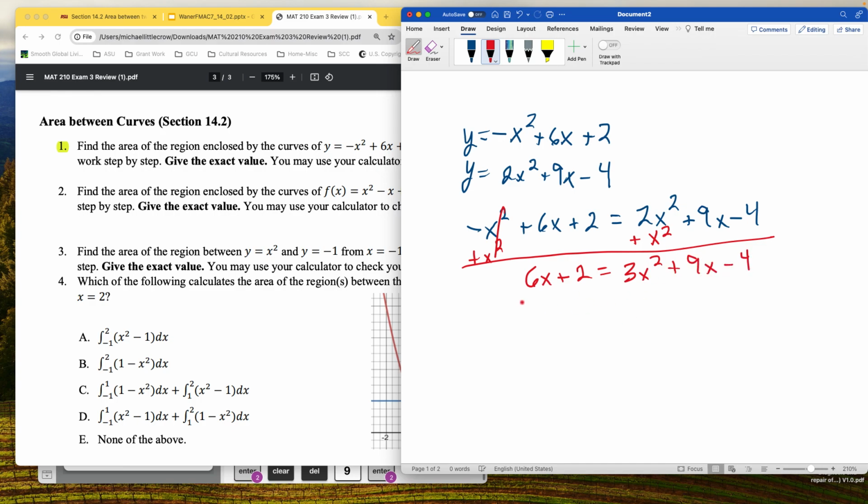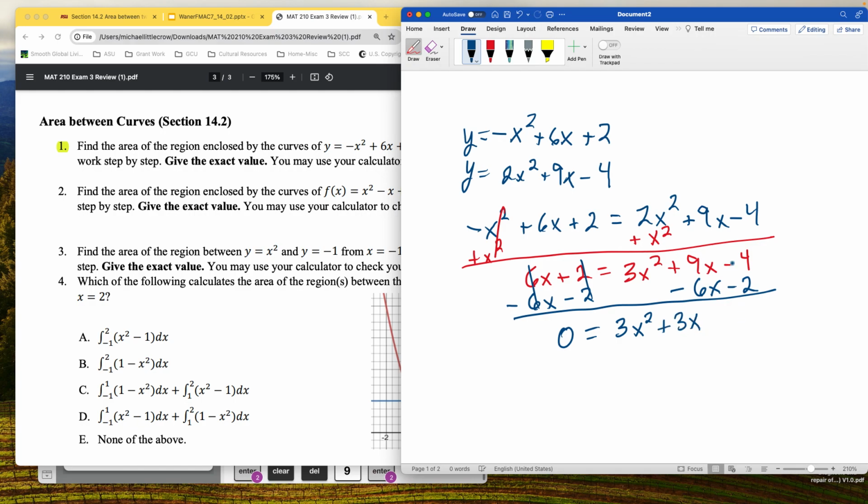Again, since we want to get it equal to 0, let's do this in one step. Let's subtract 6x and let's subtract 2. That will make this side 0. What we do to one side, we've got to do to the other. So let's just do it in one step instead of two. This whole side becomes 0. This becomes 3x squared. 9 minus 6, 3.